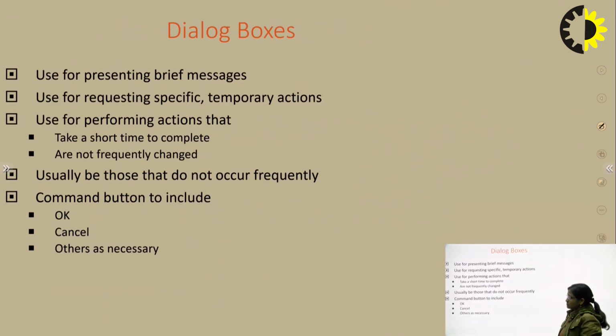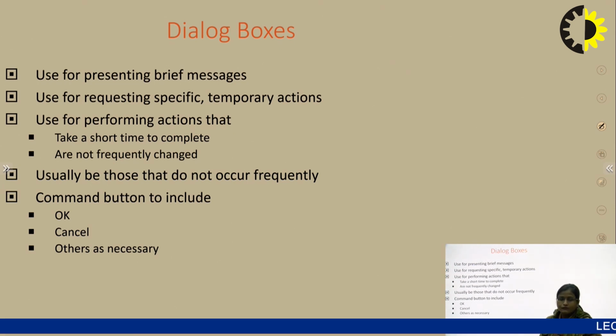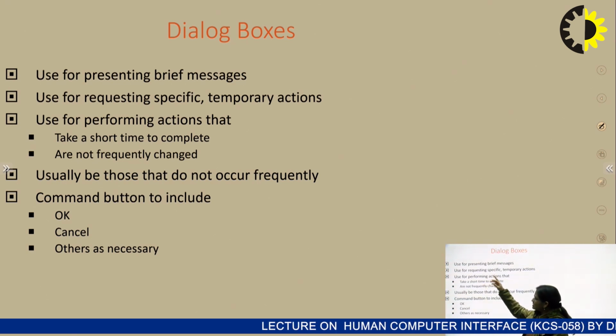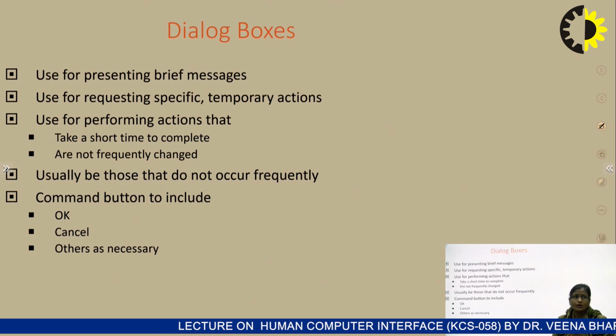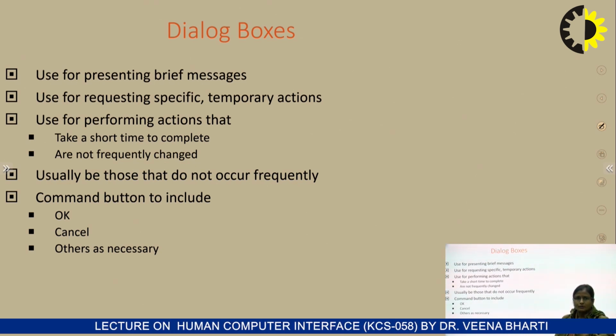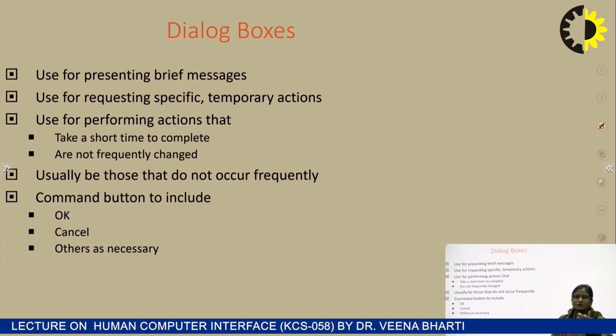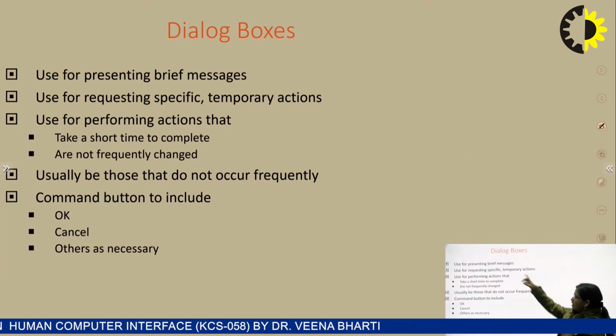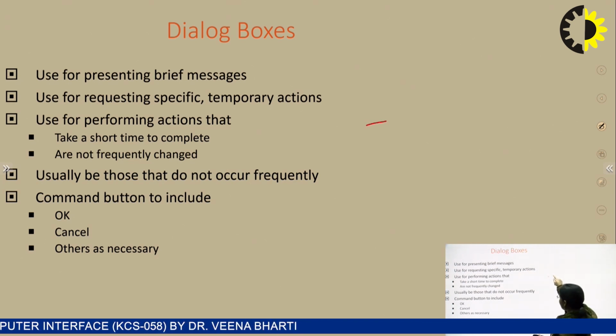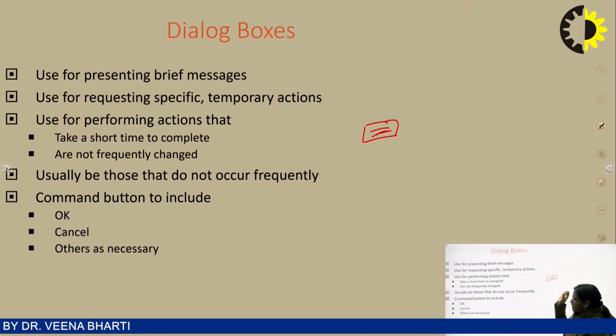Then dialog boxes. Dialog boxes basically appear when we are doing any work on our window, and if there is any message or information that the system wants to provide, then that will be shown as a dialog box. So basically this dialog box is used for presenting a brief message. Brief message means short message. To show the short message, we basically use a dialog box. That means the whole window is not opened, only a small window or a small dialog box will appear that will show the request, or the system wants to generate a box.